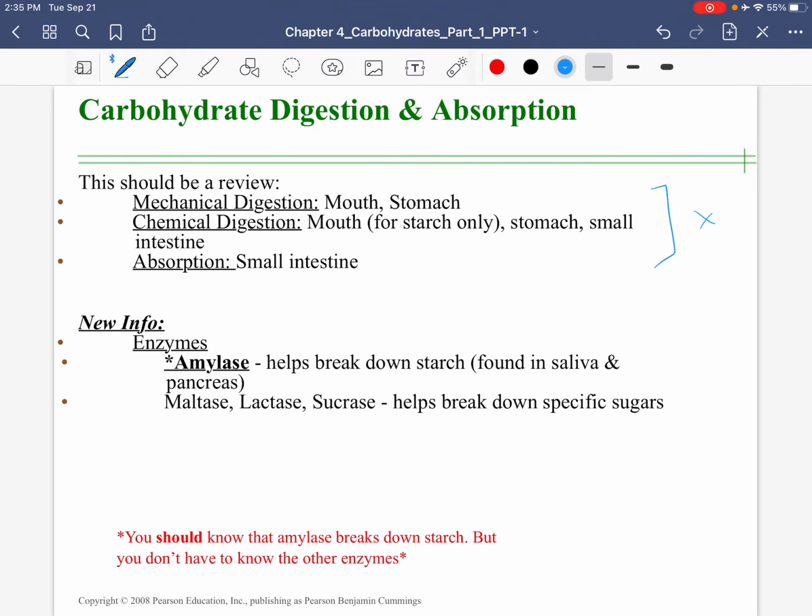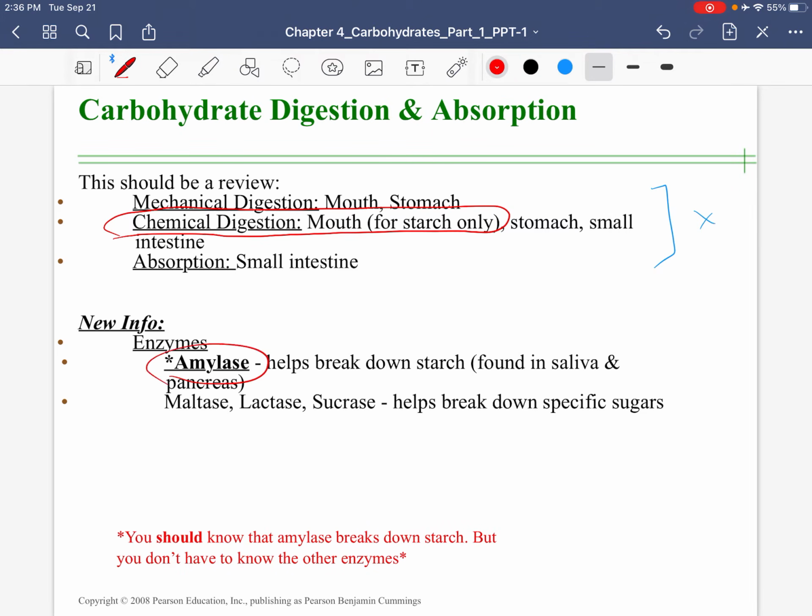But what I want to introduce are some things that are unique to carbohydrates in terms of digestion and absorption. So one thing I want to point out is we can begin chemical digestion of starch in the mouth. Starch only. So starch is such a complex nutrient that we need to begin to break it down early. Now, no other nutrient can be chemically digested in the mouth. The mouth does mechanical digestion of all the nutrients. Through chewing, it mechanically breaks down the nutrients. But the only nutrient we can begin to chemically digest in the mouth is starch.